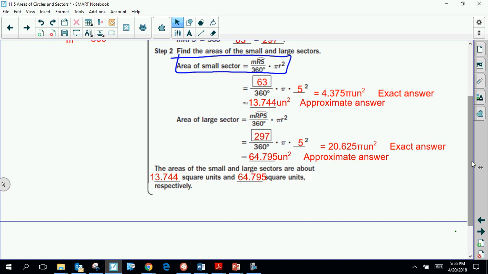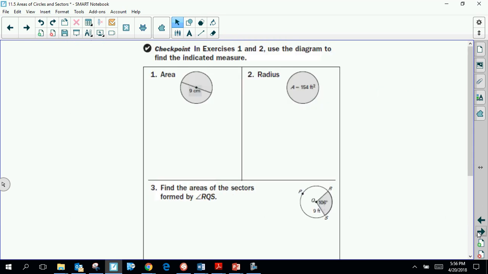Now again, keep in mind, for classroom purposes, I'm most likely going to be asking you to give me exact answers whenever possible, rounded answers if necessary. So at this point, ladies and gentlemen, go ahead and pause the video and answer the 3 questions that we have here. And when you're done, hit play and come back and listen to the explanation and check the answers that I have.